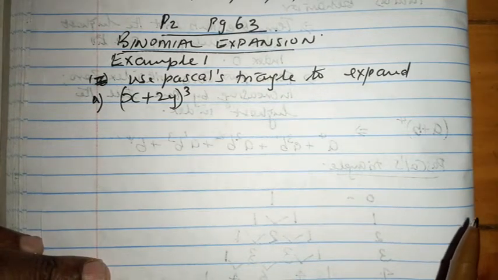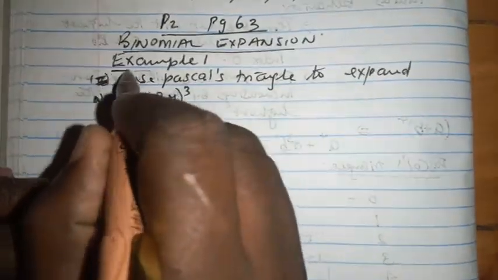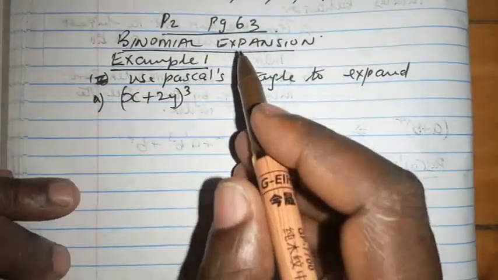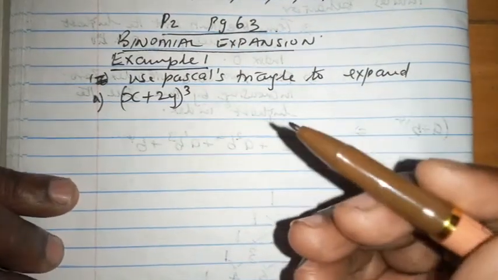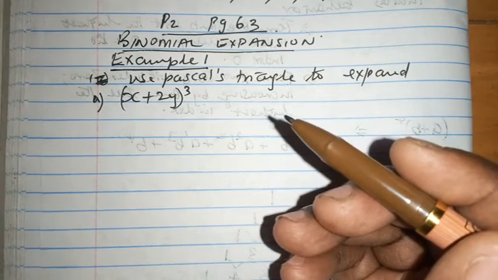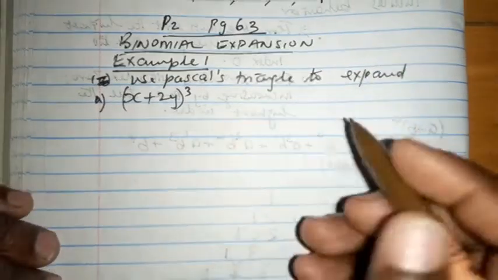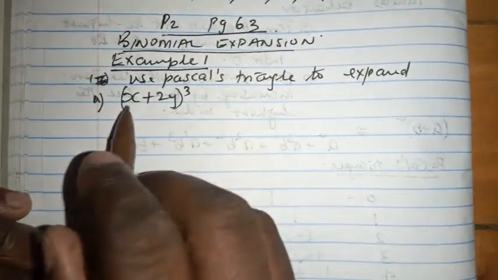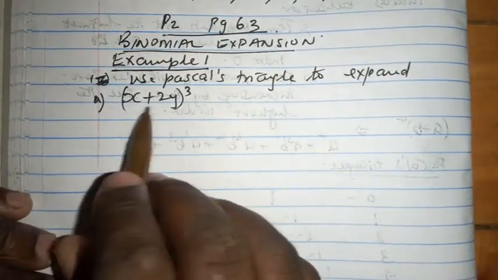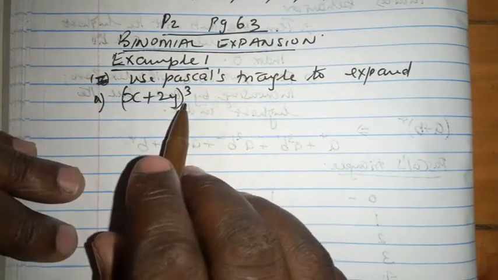Kamoto. And in this video, I want us to just explain example 1 of binomial expansion in P2, page 63, having understood the fundamentals of the topic, the power behavior, and the coefficient behavior. So the first one is use Pascal's triangle to expand x plus 2y raised to power 3.